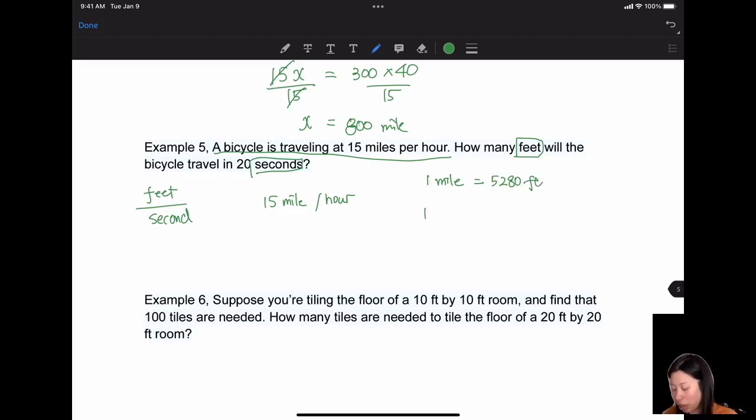So that means 50 miles is going to equal what? How many feet? 50 times the conversion ratio, 5280. So now let me use a calculator.